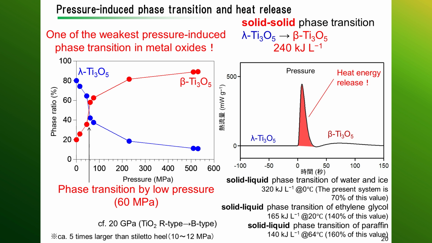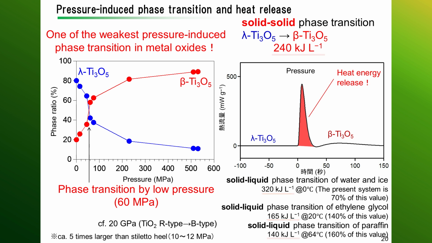We also examined the amount of heat produced during this phase transition. Here, when pressure was applied to the lambda phase, the amount of heat emitted was 240 kilojoules per liter. In the case of the latent heat storage materials I mentioned earlier, the amount of heat emitted was 320 kilojoules per liter for the solid-liquid phase transition of water and ice, 165 kilojoules per liter for that of ethylene glycol, and 140 kilojoules per liter for that of paraffin. Thus, our material is at the same level as these.